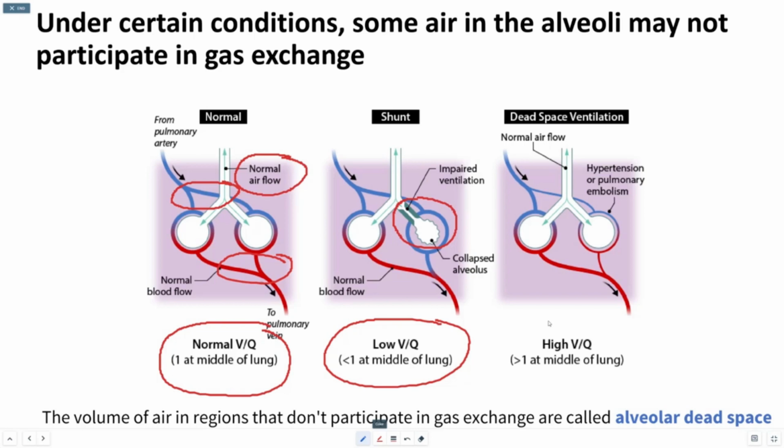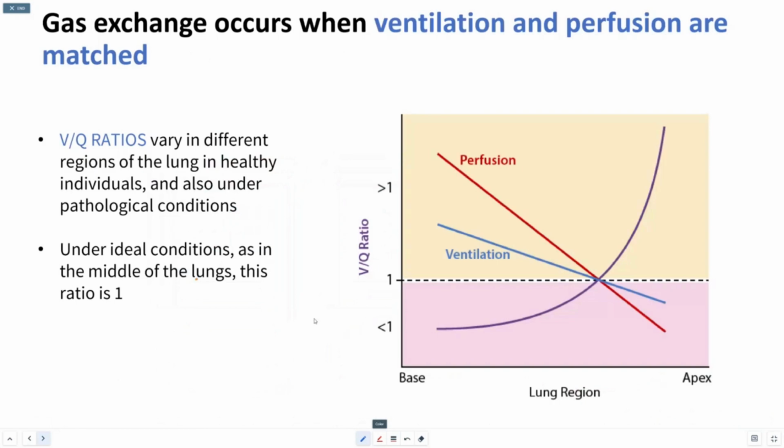In the dead space ventilation, there could be some sort of a blood clot, an embolism, or hypertension changing the blood vessel. Therefore, the blood flow is damaged. The airflow is still normal. As a result, you're going to have a high VQ at the middle of the lung, a value of greater than 1. The volume of air in regions that don't participate in gas exchange is referred to as the alveolar dead space. Ventilation and perfusion have to be matched for gas exchange to occur.